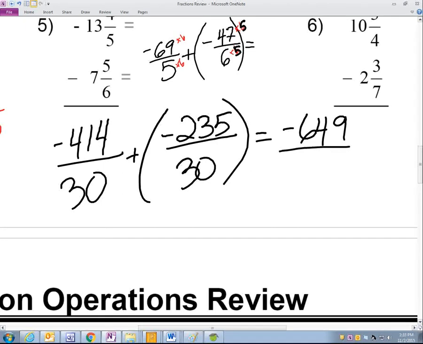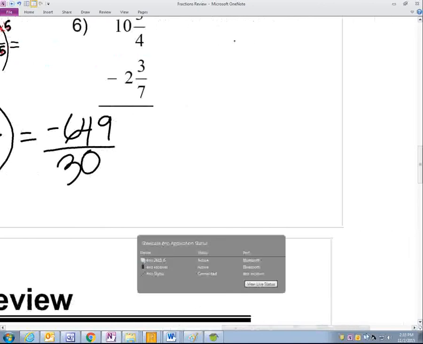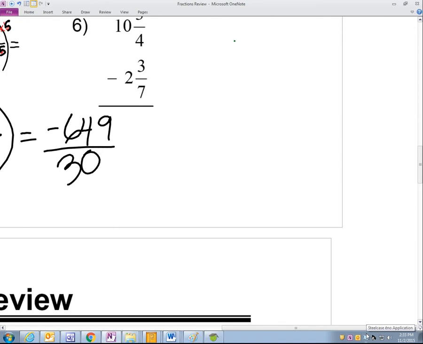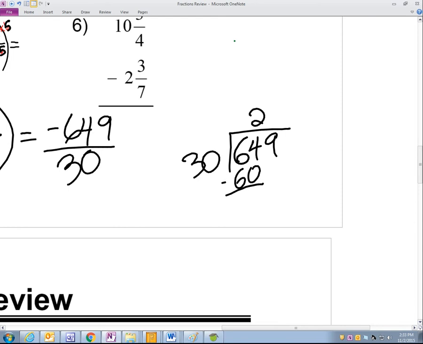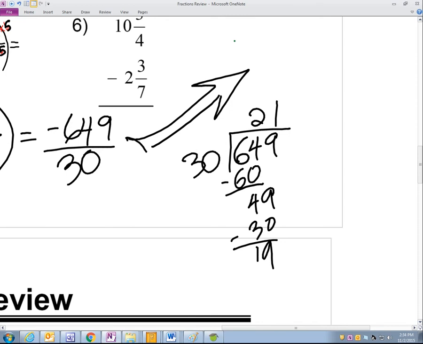Over 30. That can be reduced. That can be reduced by a bunch, right? By 200. What? Just kidding. No. So what I'm going to do is first in, second out. This goes in twice, 60. This goes in once, 30. So I have 21 and 19 thirtieths, and I cannot simplify that.